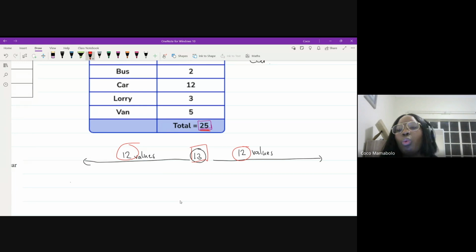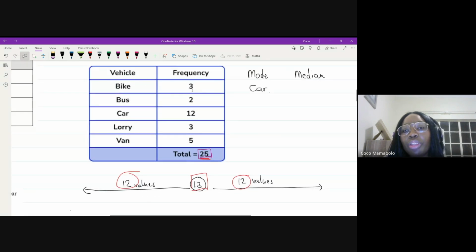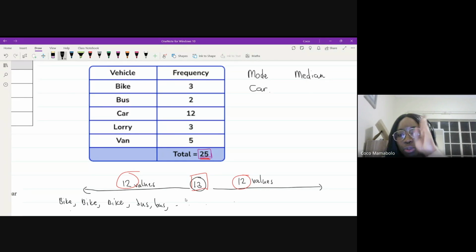Okay, so what we're going to look for is the mode of transportation that is going to be sitting in the 13th position. And basically what this means is, if we look at the data here, if we were to organize this data, we would have bike, bike, bike. That's 3. And then for the next 2, we would have bus, bus. And then for the next 12, we would have car, car, car, car, car. So let's see which mode of transport will sit straight in the middle.